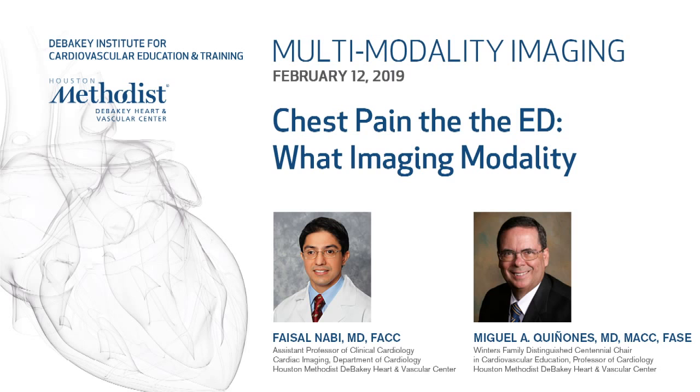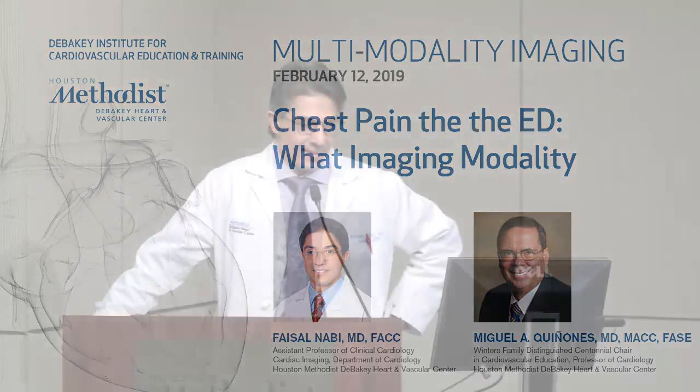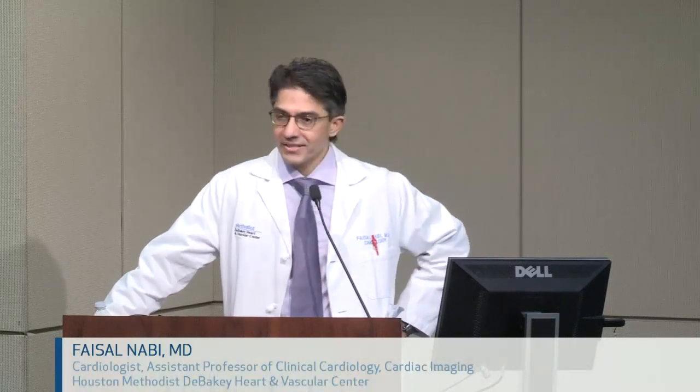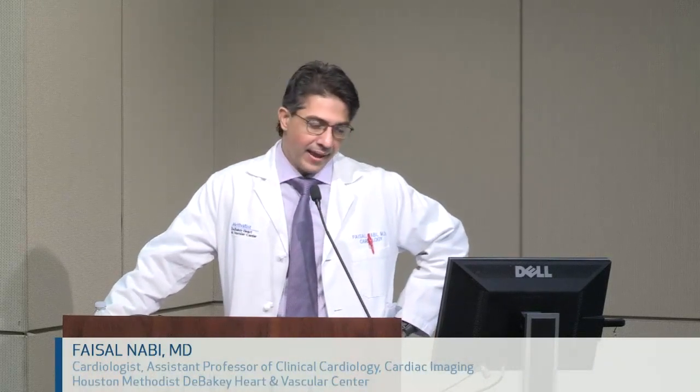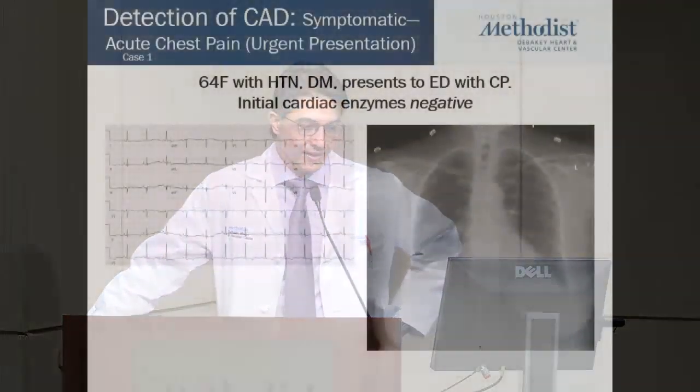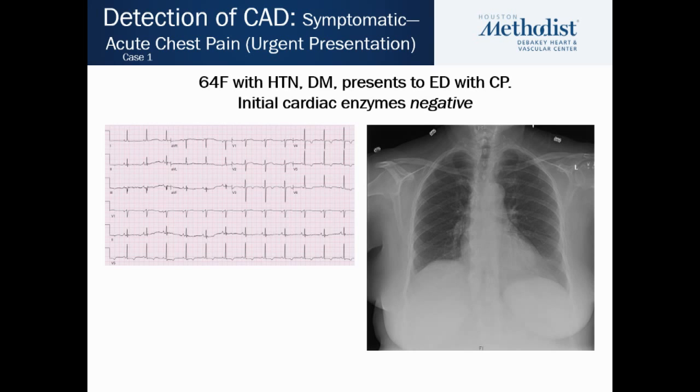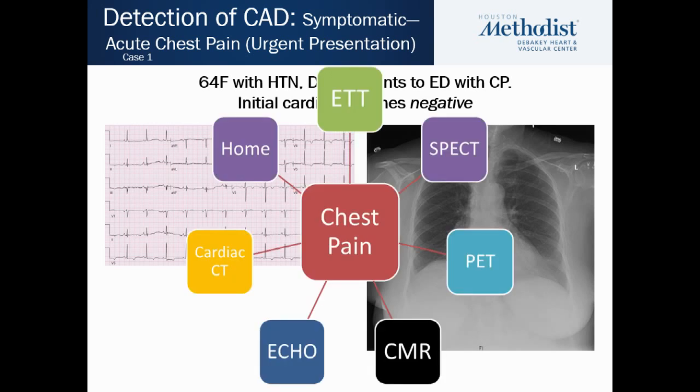So here's just to kind of set the scene of what we're talking about today, although I'm sure all of you are very familiar with this. This was a 64-year-old female with hypertension, diabetes, presents to the emergency department with chest pain. Initial cardiac enzymes are normal. And here's her EKG, doesn't look too exciting, and a chest x-ray. And the question that we're often left with as physicians is, what would you like to do next?